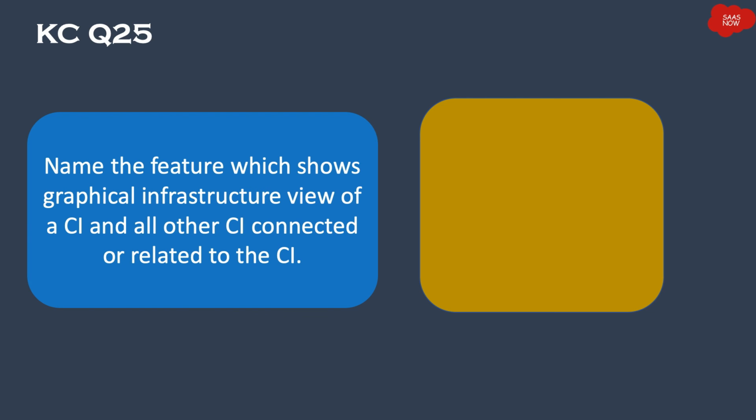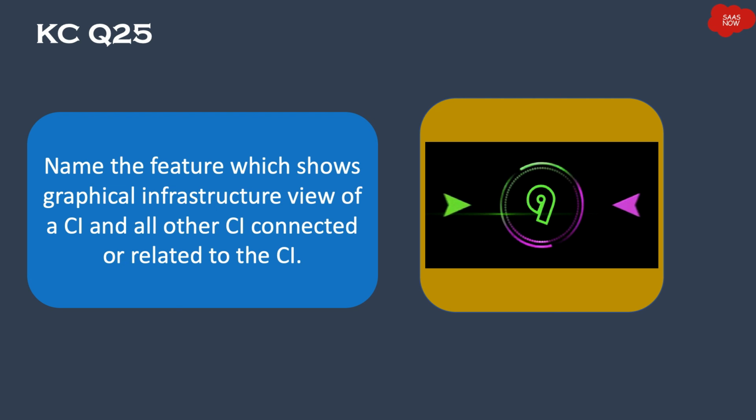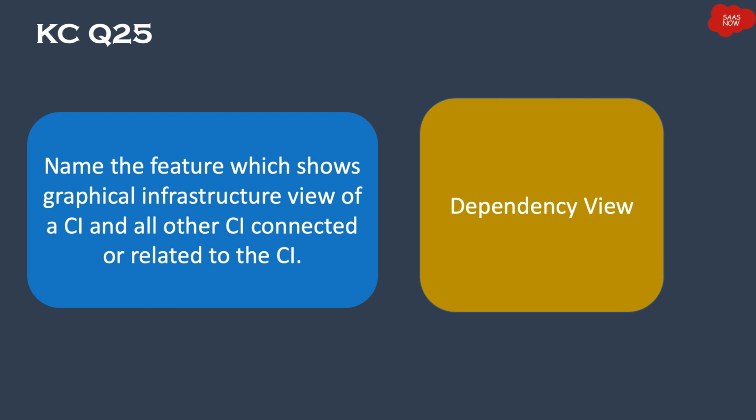Question number 25. Name the feature which shows the graphical infrastructure view of a CI and all other CI connected or related to the CI. Your time starts now. And the answer is dependency view.